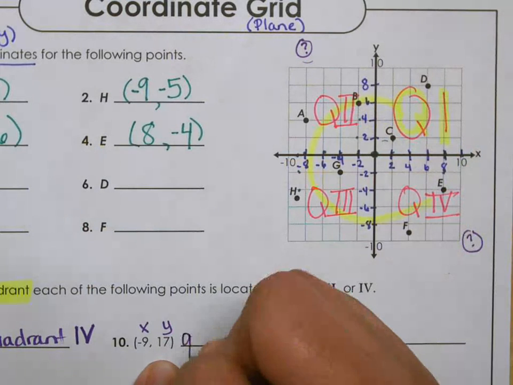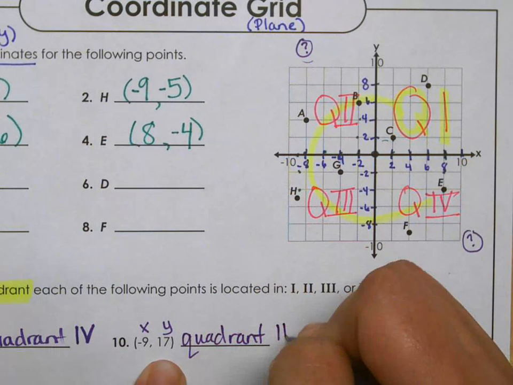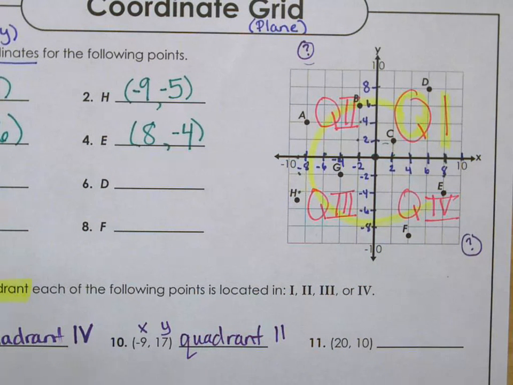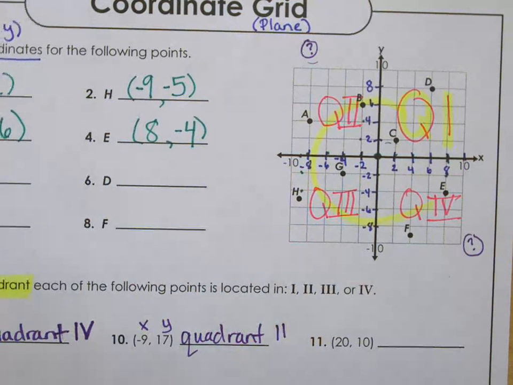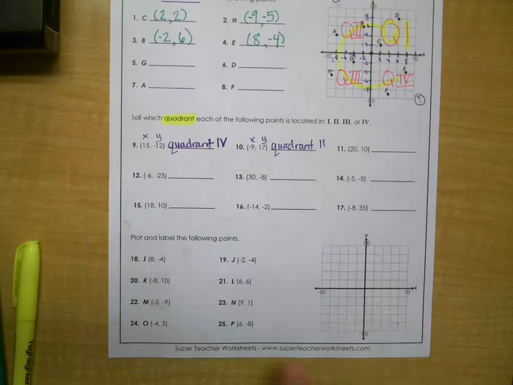So we would write quadrant, and then the Roman numeral 2, which just looks like 2 capital I's or 2 1s. Okay? And so we use that strategy when you're trying to figure out where it belongs on the coordinate plane. Plot it, and then figure out which quadrant it is in. Okay? Now the last part I'm going to go over here is our plotting and labeling. Okay, plotting and labeling these parts.